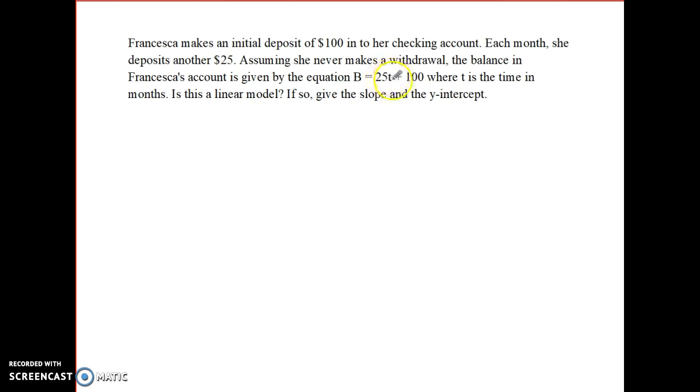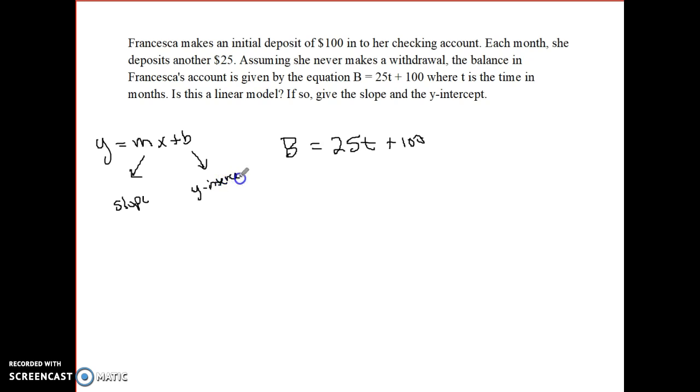On 1 month, it's times 1. 2 months, it's times 2. 3 months, it's times 3, and so on. So this is showing a constant rate. If we look at this equation in terms of slope and intercept, think about our slope-intercept form. We had y equals mx plus b, where m is our slope and b is our y-intercept.